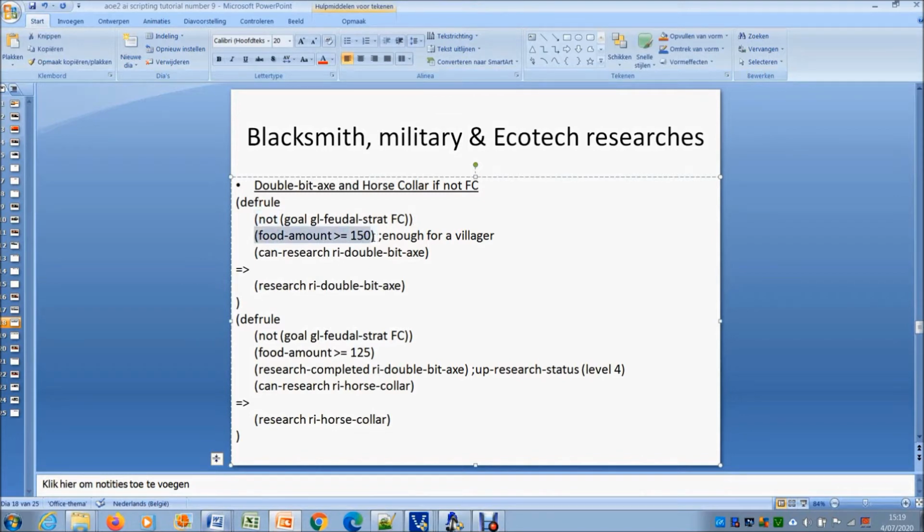We will put in an extra fact that the food amount has to be greater or equal to 150. Where does this amount 150 come from? Well, double bit axe costs 100 food, and we want to be sure that we have enough food to continuously produce villagers, and a villager costs 50 food in most cases. So that's why we program food amount is greater than or equal to 150. Can research double bit axe? Research double bit axe. Def rule not goal feudal strat fast castle. Food amount is greater than 125.